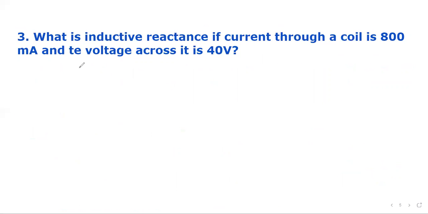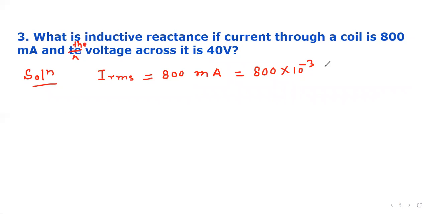Now, question number 3. What is inductive reactance if current through a coil is 800 milliampere and the voltage across it is 40 volt? So here IRMS is given as 800 milliampere, that is 800 times 10 to the power minus 3 ampere, and the voltage VRMS is given as 40 volt. We have to find out XL.